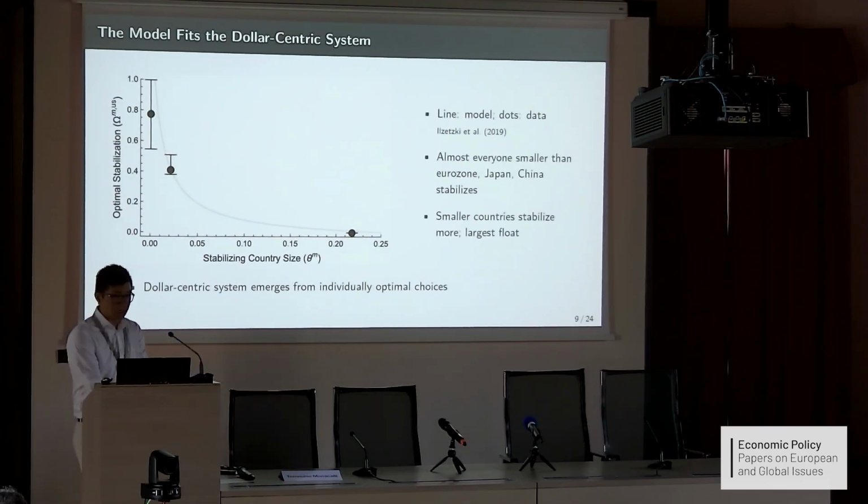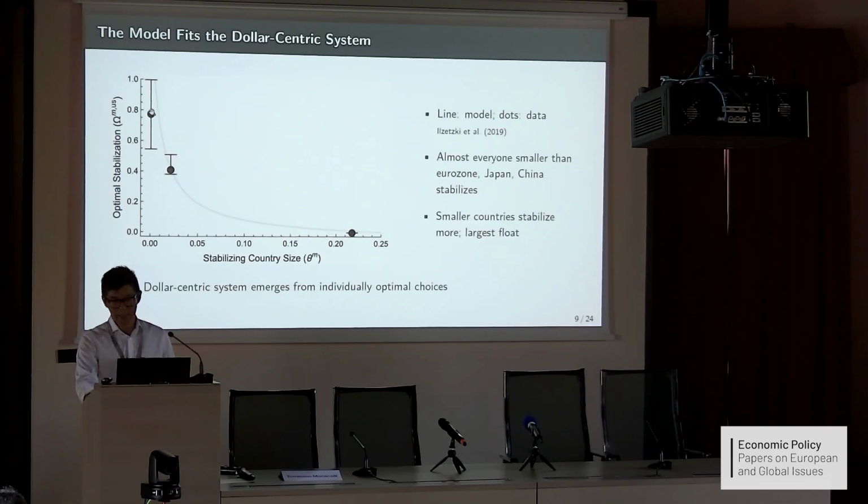And so the first result is that, having this framework that I just described, we can basically match the current status of the world monetary order as it is. On the x-axis, I'm plotting the sizes of the various economies in the world, binned into three buckets: small countries, medium-sized countries, and large countries. On the y-axis, I'm showing you how much these countries stabilize their currency to the US dollar. This line is what's implied by our model as the optimal stabilization. The dots are the data.